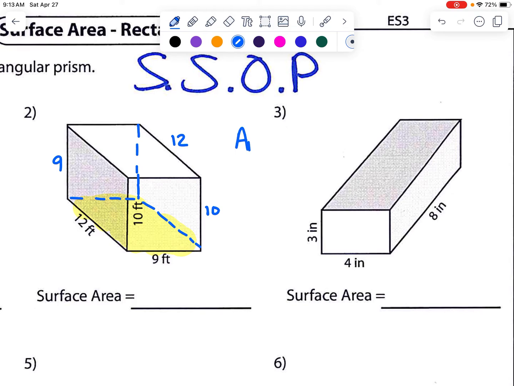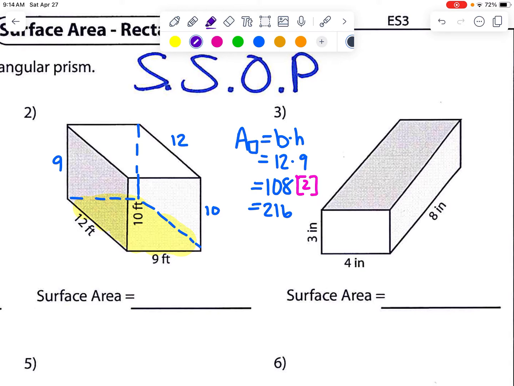So let's start off with the first rectangle. I have the bottom rectangle. So the bottom rectangle is 12 by 9, okay? So we're going to input 12 times 9. 12 times 9 is 108. Now you have the bottom at 108 and you would have the top at 108. So we're going to times that by 2. And 108 times 2 is 216. Okay? All right, that was the yellow one.